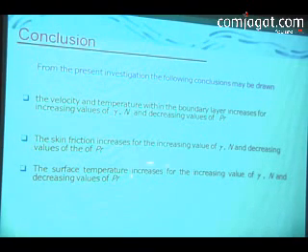Conclusion: the velocity and temperature within the boundary layer increase for the increasing values of the thermal conductivity variation parameter and viscous diffusion parameter, and decreasing values of the Prandtl number. Skin friction increases for the increasing values of the thermal conductivity variation parameter and viscous diffusion parameter, and decreasing values of the Prandtl number. The surface temperature increases for the increasing values of the thermal conductivity variation parameter, viscous diffusion parameter, and decreasing values of the Prandtl number.